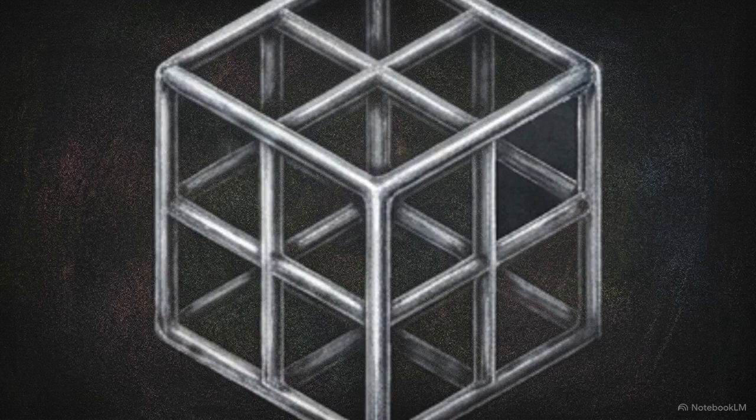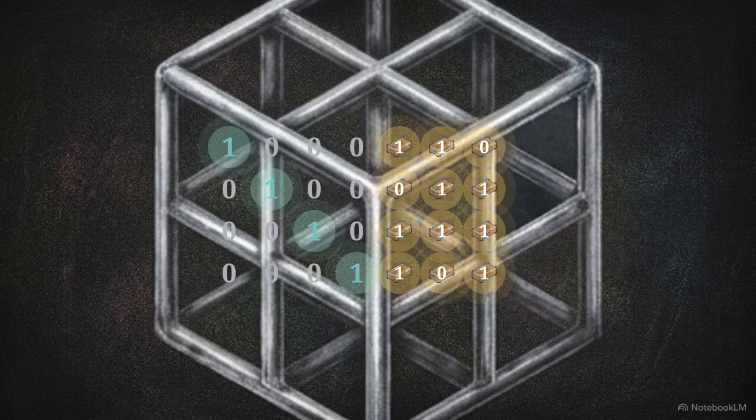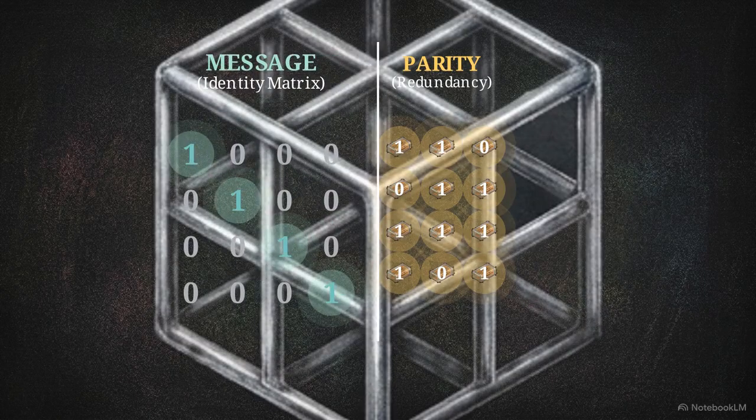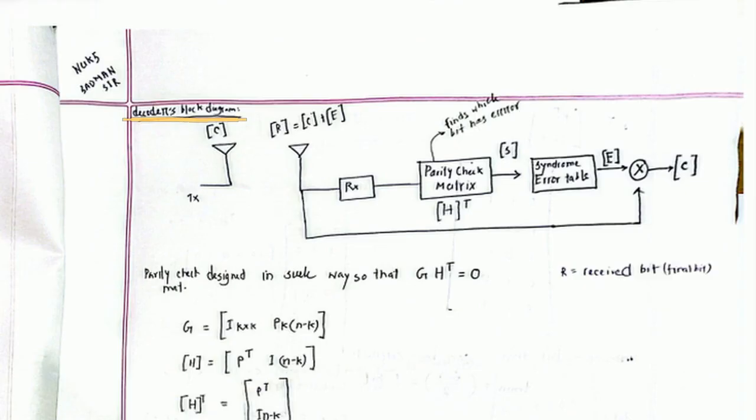This generator matrix is built in a systematic form, structurally isolating the original message bits from the newly generated parity bits, making the math reversible on the other side. Looking at this receiver block diagram, we see that inverse process. The incoming bit sequence is multiplied by a transposed parity check matrix to calculate a value called a syndrome.